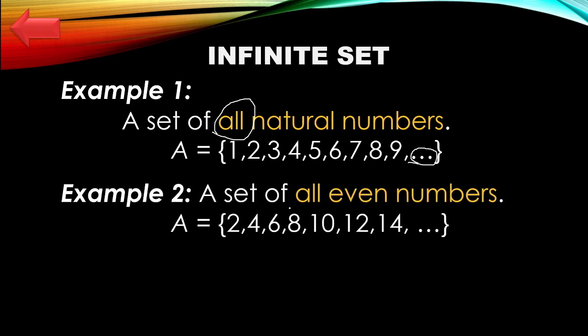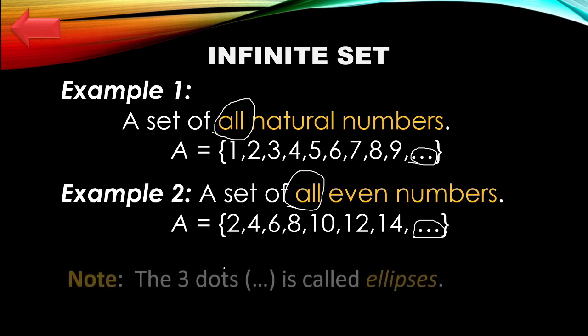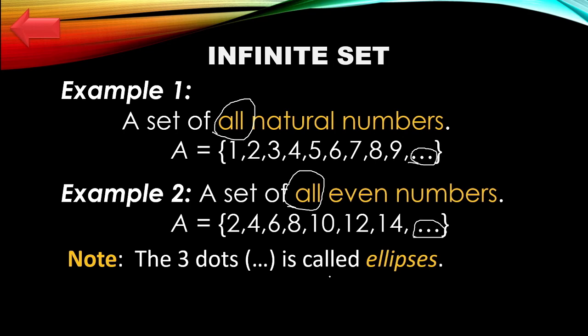Number 2, a set of all even numbers. So, may nakalagay ulit na all. So, we cannot count all even numbers. Kaya maglalagay tayo ng 3 dots dito sa dulo. Note, the 3 dots is called ellipses.